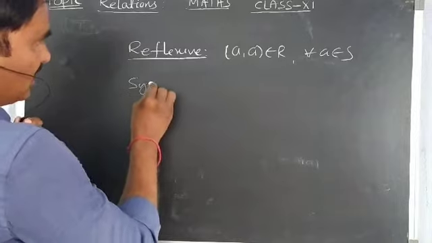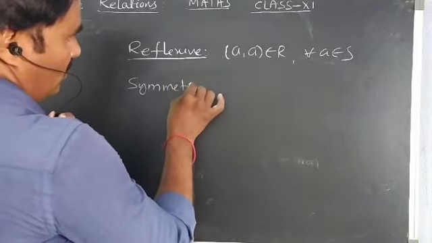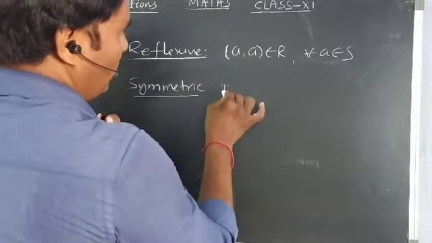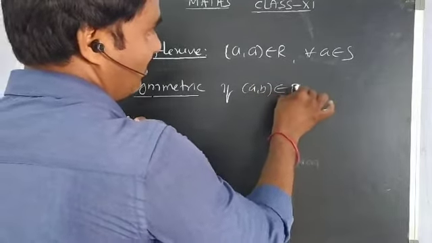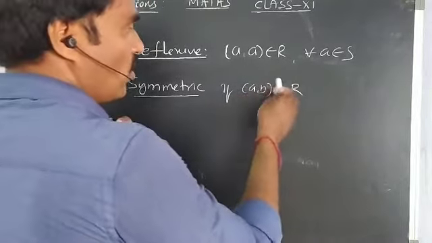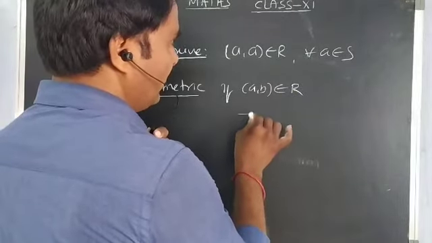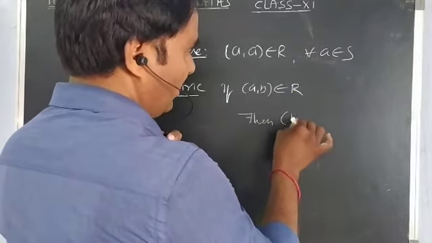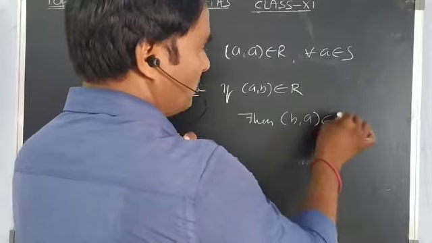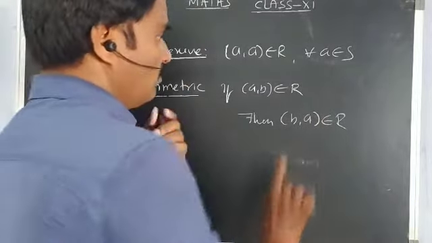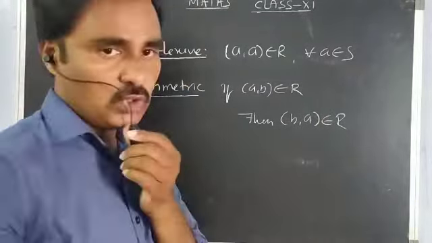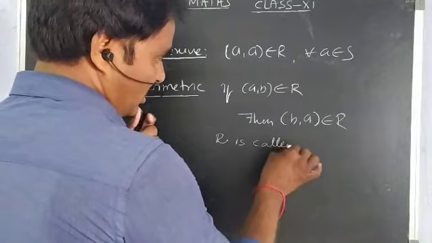Then that relation is known as a reflexive relation. Next, what is a symmetric relation? If you have any ordered pair (a, b) in R, then interchange the coordinates in the ordered pair, and you will get a new ordered pair (b, a). That ordered pair should also belong to R. Then R is called symmetric.